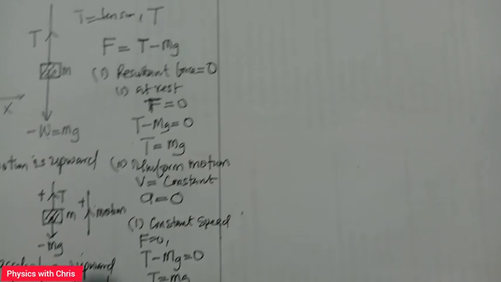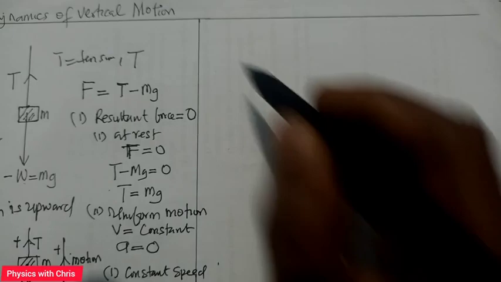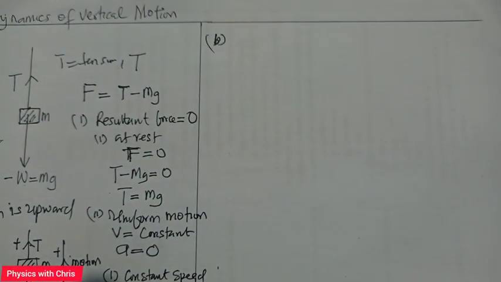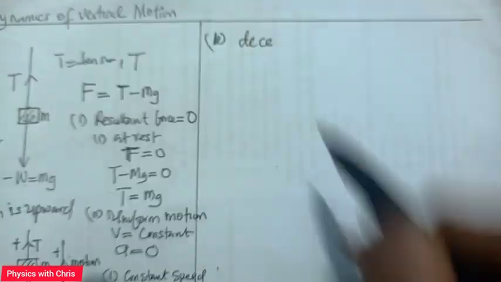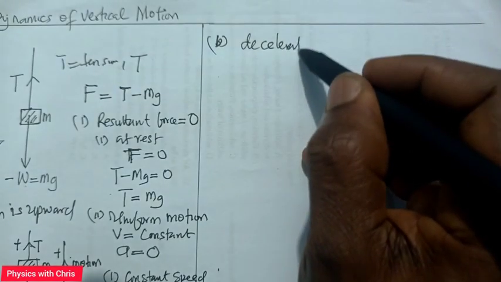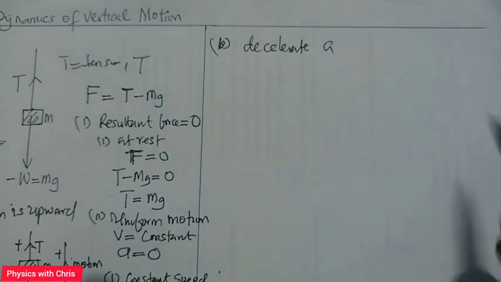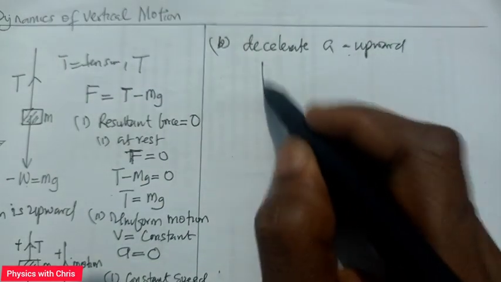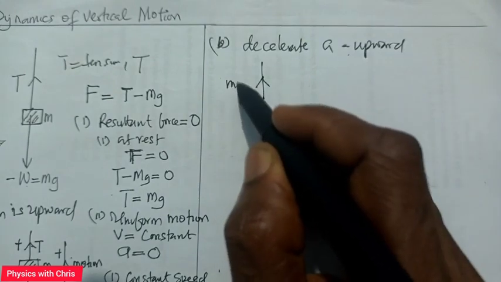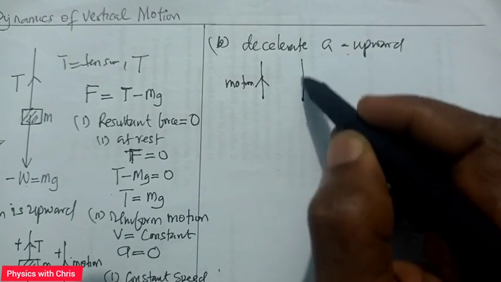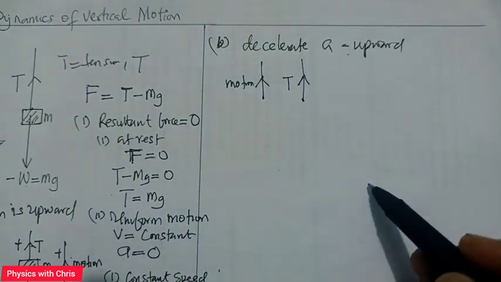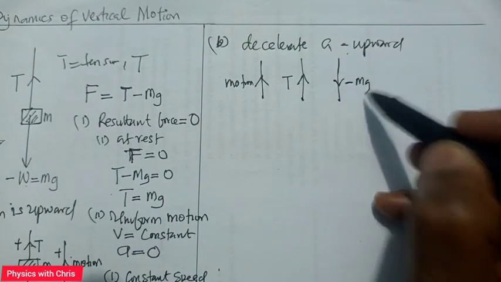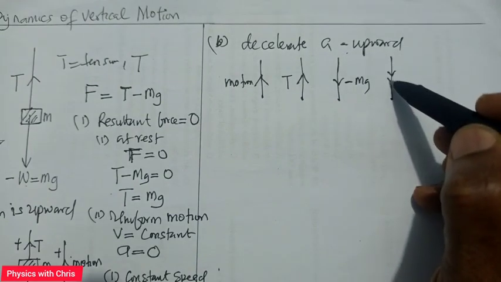Now, it's still possible, the B part of the first case, let's say the body decelerates. It moves upward, it decelerates in the upward direction. Now, this time around, the motion of the body is still upward. The tension still acts in the upward direction. The weight of the body acts downward to give that negative. But the acceleration this time around is negative.